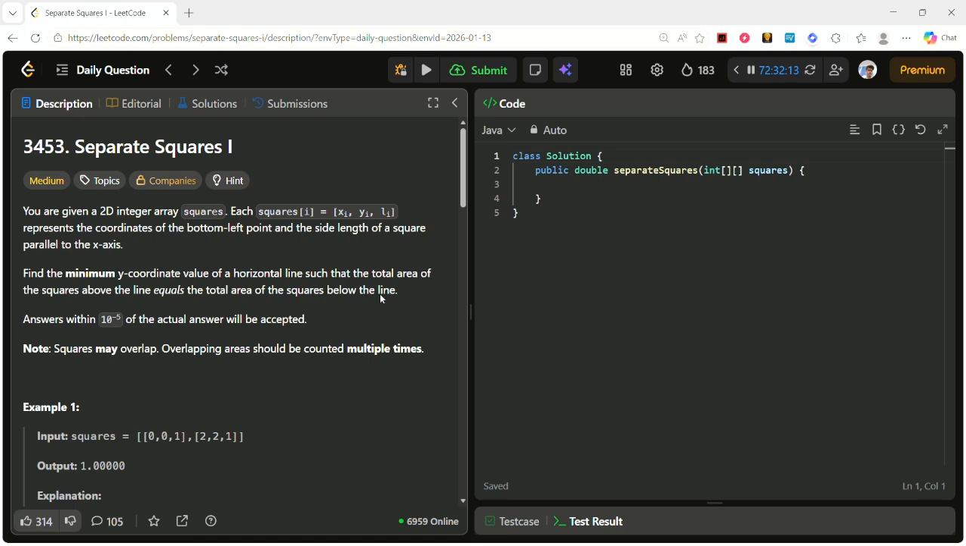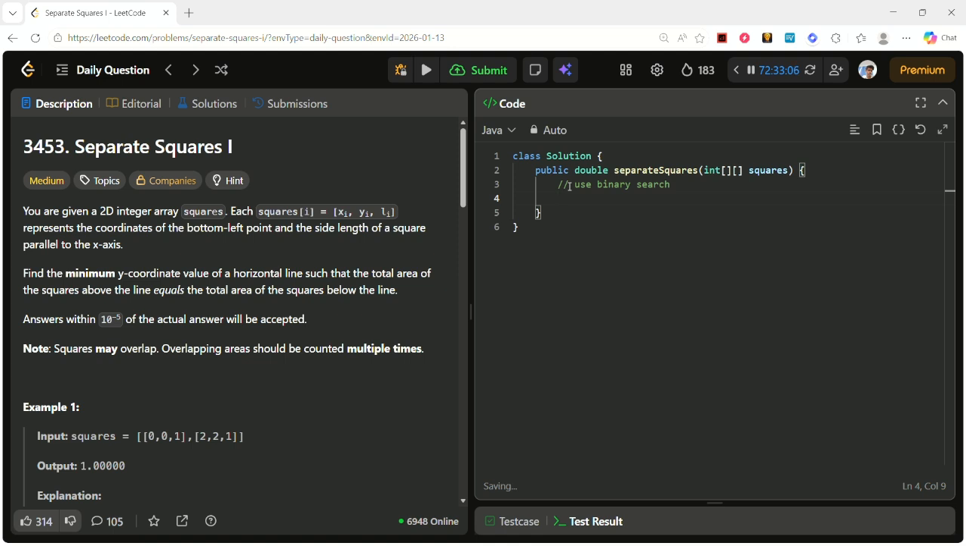So we choose binary search. If you ask why binary search: imagine a horizontal line starting at the bottom and moving up. As the line moves higher, the area below the line only increases or stays the same. It never decreases. This monotonic property is the key whenever a function hits a specific target. So the target is equal to total area divided by 2.